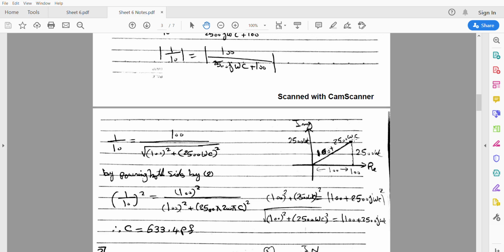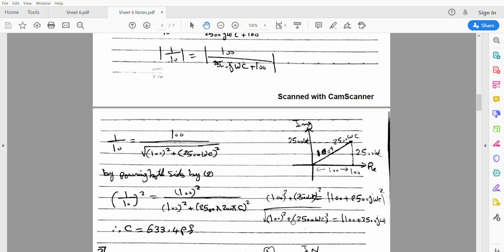So if I need to get the value of this hypotenuse without a complex number, I just use Pythagoras theorem as follows: absolute of 100 plus 2500 j omega c, now by using Pythagoras, is equal to x-axis square plus y-axis square. X-axis square is equal to 100 square plus the y-axis, which is equal to 2500 omega c square. By square rooting both sides, I get this value without the imaginary part.